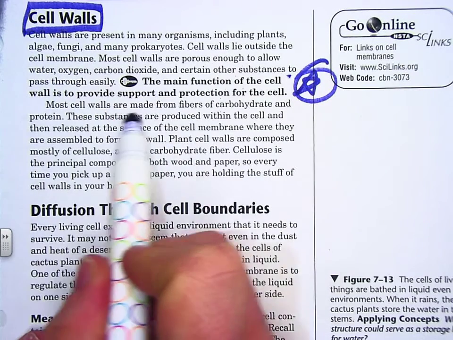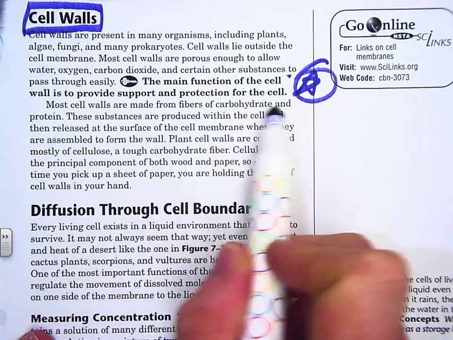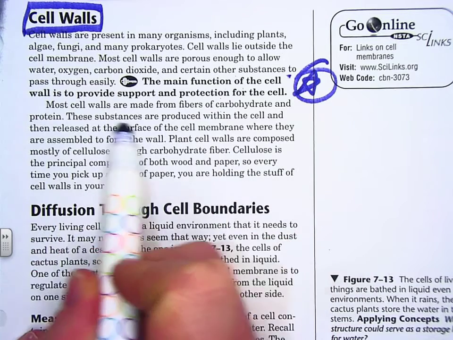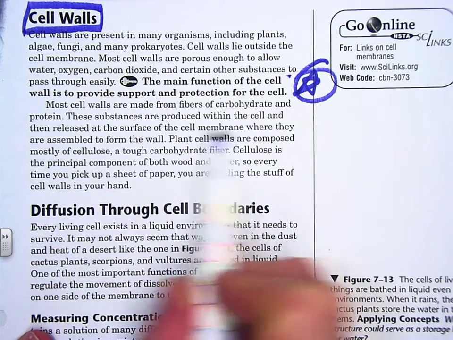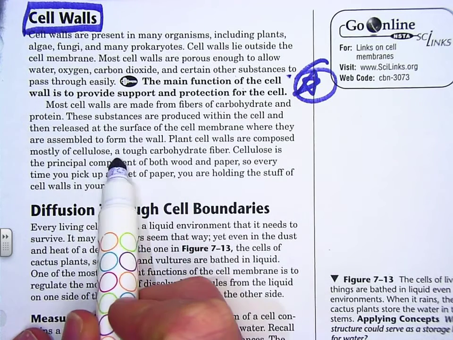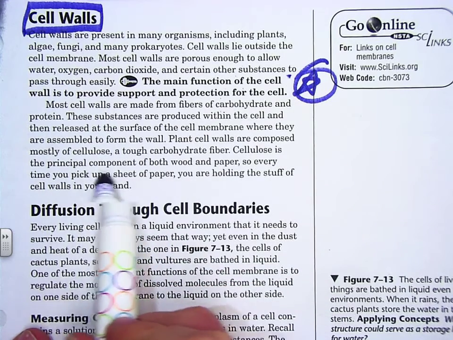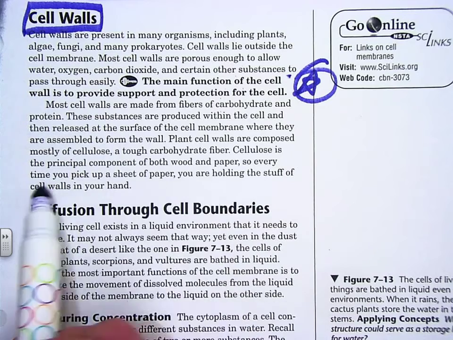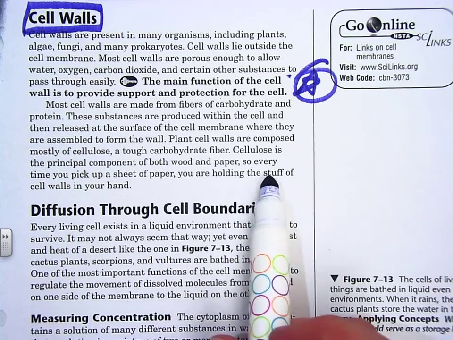Most cell walls are made from fibers or carbohydrates and proteins. These substances are produced within the cell and then released to the surface of the cell membrane, where they are assembled to form the wall. Plant cell walls are composed of mostly cellulose, a tough carbohydrate fiber. Cellulose is the principal component of both wood and paper, so every time you pick up a sheet of paper, you are holding the stuff of cell walls in your hand.